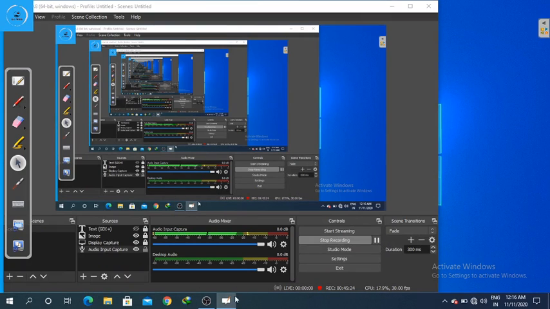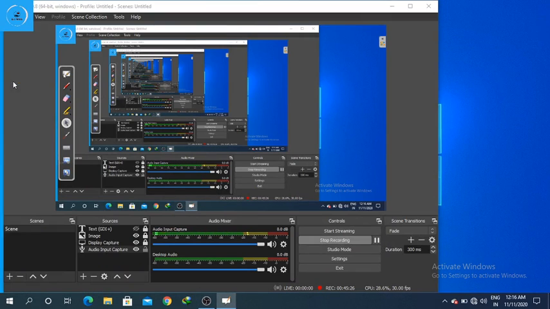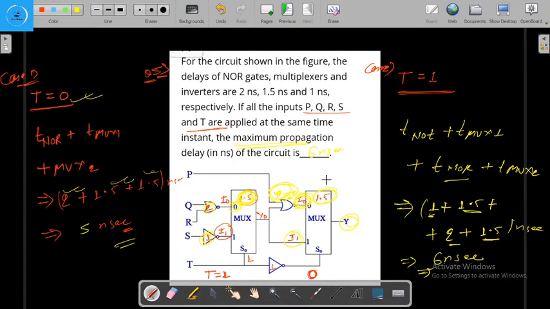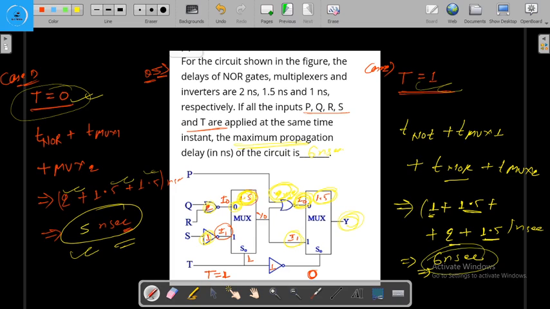So this was the last question, right? Here, when the t will be the logic 0, it is taking a total of 5 nanosecond for getting the output y, and when the t will be the logic 1, it is taking 6 nanosecond for getting the output y. So the maximum delay is the 6 nanosecond.